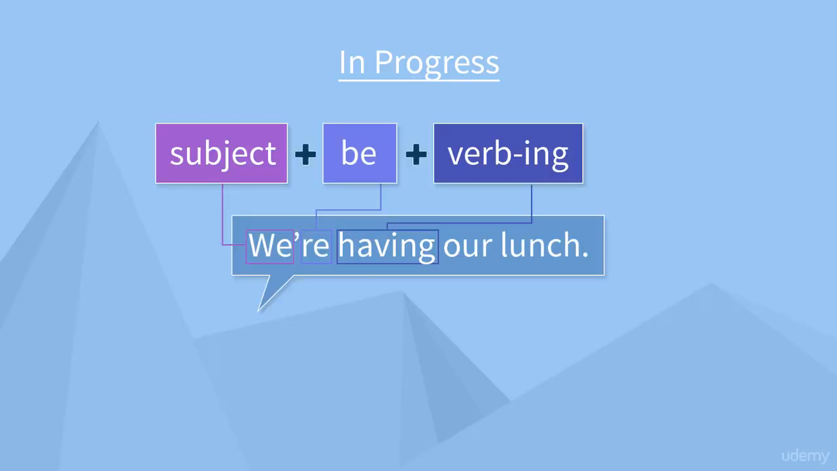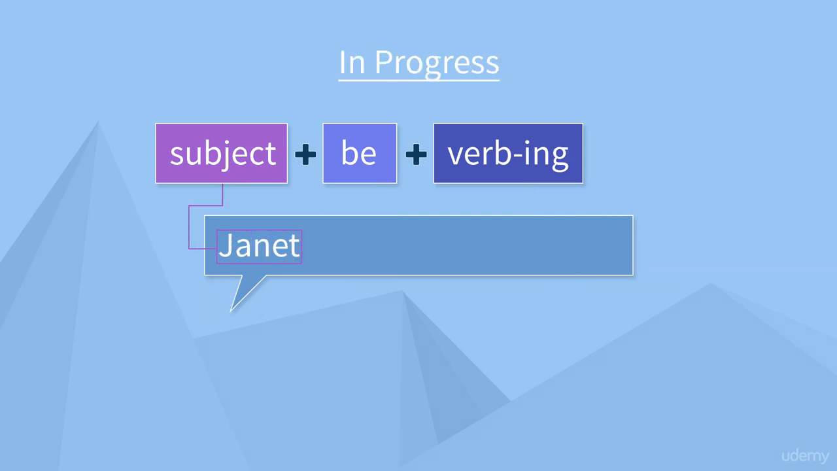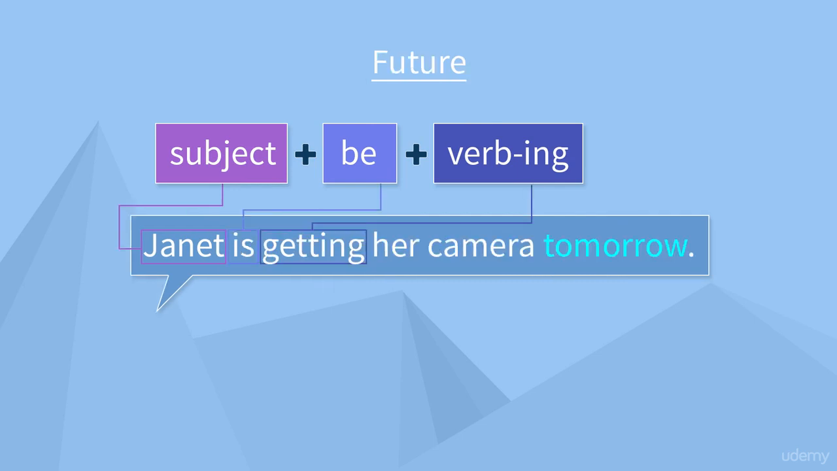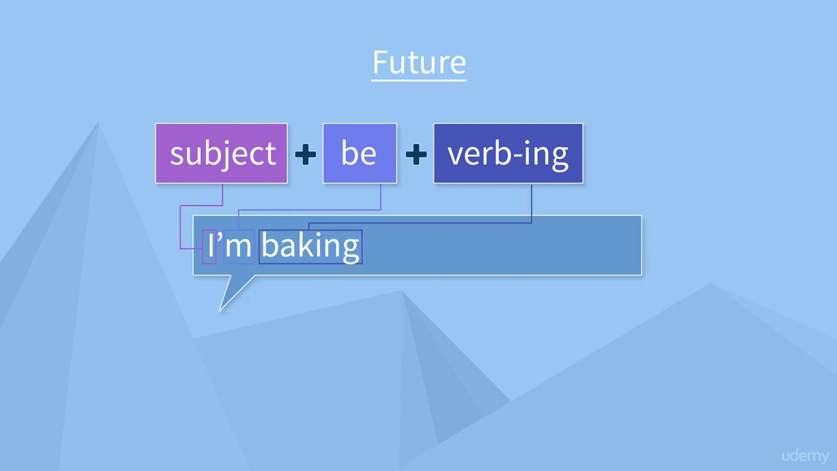We can do this with many other present continuous sentences. For example, we're having our lunch. We're having our lunch in an hour. Janet is getting her camera. Janet is getting her camera tomorrow. I'm baking a cake. I'm baking a cake later today.